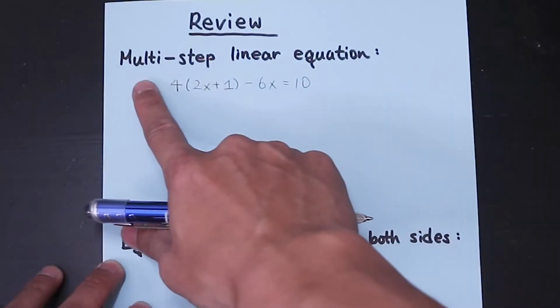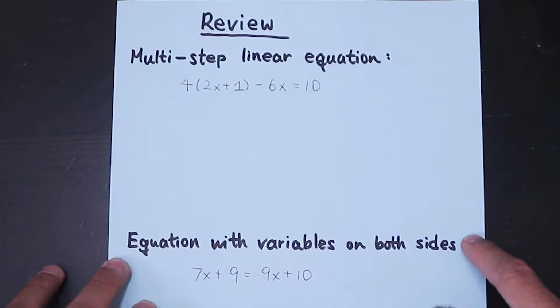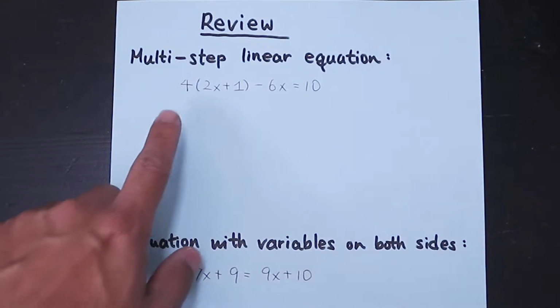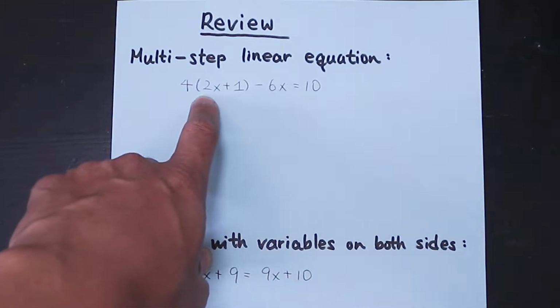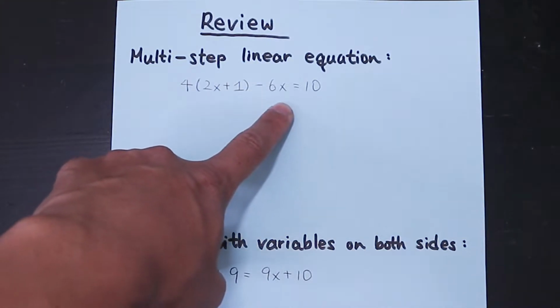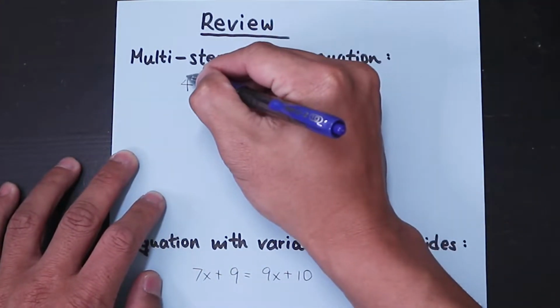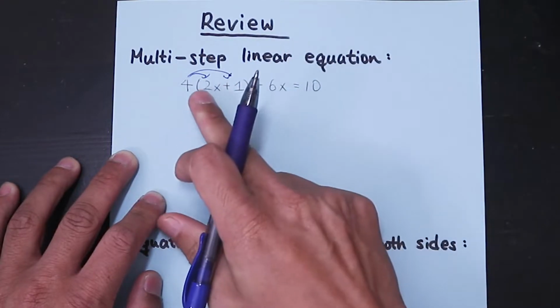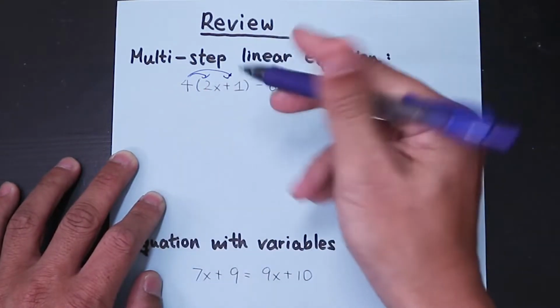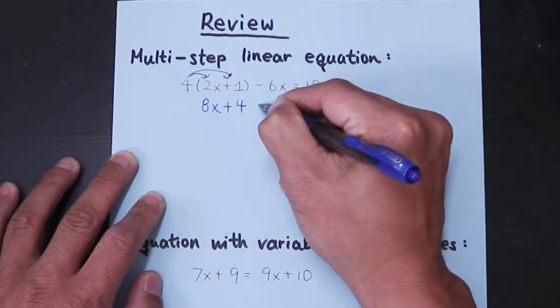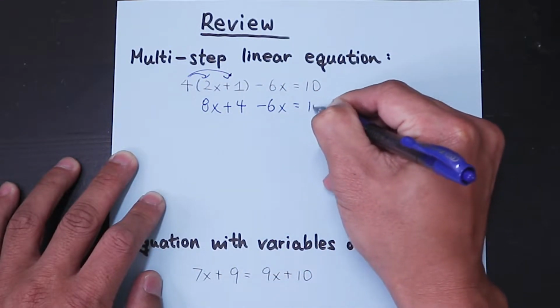So the first thing that you have to remember is how to solve multi-step linear equations. Here we have an equation that says 4 multiplied by the quantity of 2x plus 1, minus 6x, is equal to 10. To do this problem, the very first step is to distribute the 4 into the 2x and the 1. So 4 times 2x is 8x, and then 4 times positive 1 is 4. Then you just bring everything down and set it equal to 10.